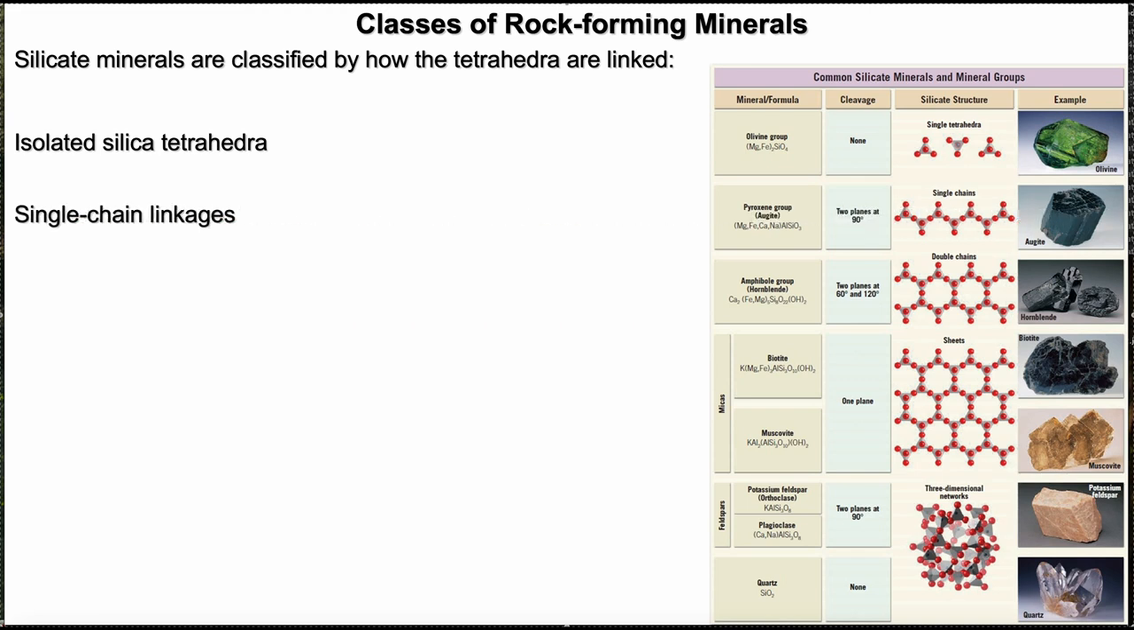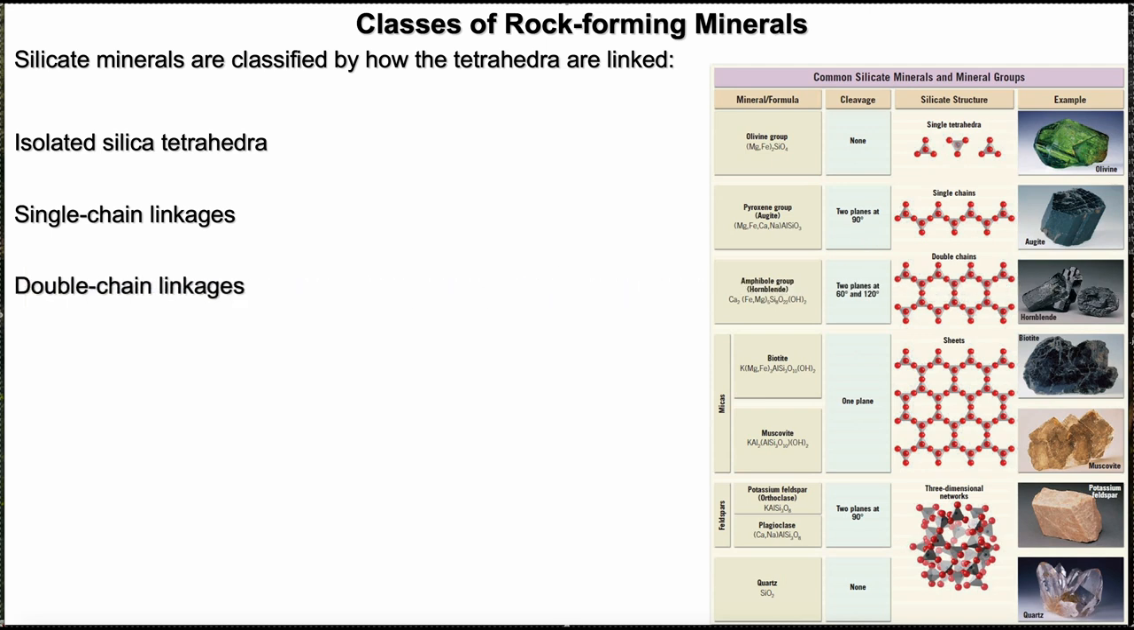Next up are single chain linkages. We're going to link these simple tetrahedra into a chain by sharing an oxygen at one corner of the tetrahedra. This is the pyroxene group, exemplified by the mineral azurite here. This is an iron, magnesium, calcium, sodium, aluminosilicate. It has two planes of cleavage at 90-degree angles.